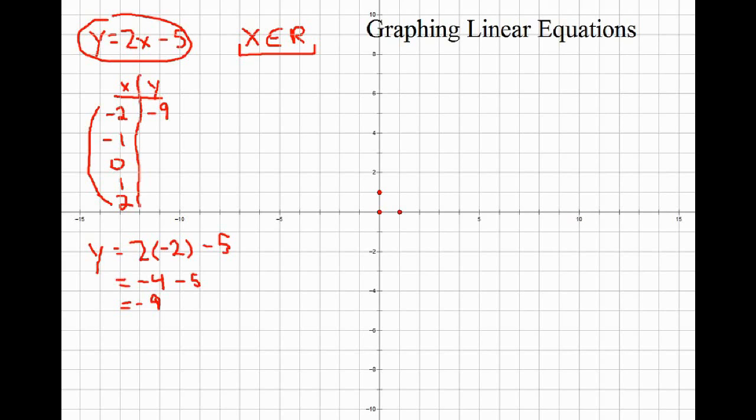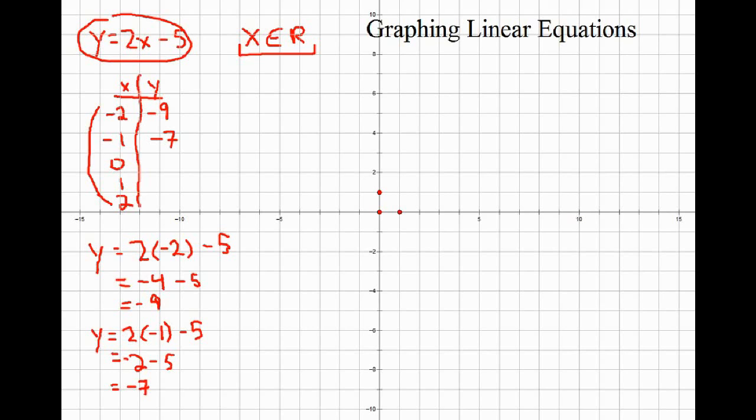I can go ahead and do the same thing for negative 1. So if I substitute in my value for x here, x is negative 1. So instead of writing x, I'm going to write negative 1. And then we just go ahead and solve. And you'll notice this is why it's easier to choose values for x. I could choose values for y and figure out what x is, but because y is isolated, it's actually easier to choose values for x and then solve for y, because y is by itself. So we get negative 2 minus 5, and y equals negative 7.